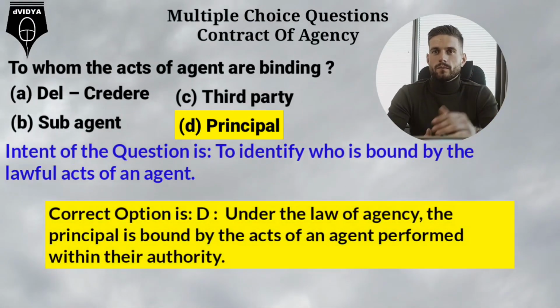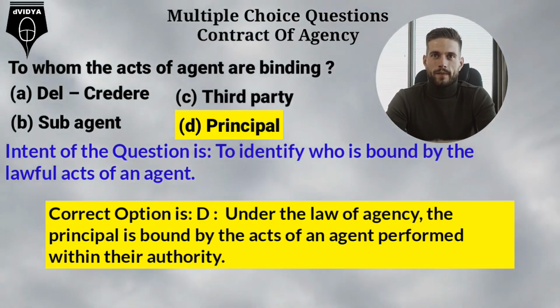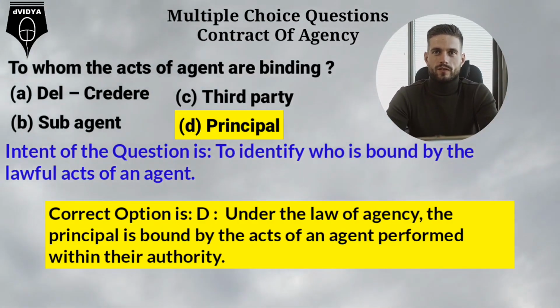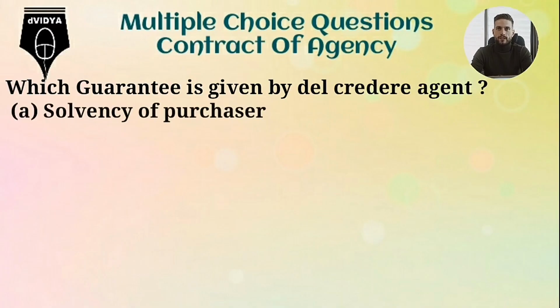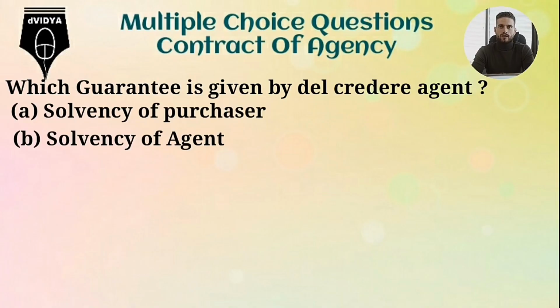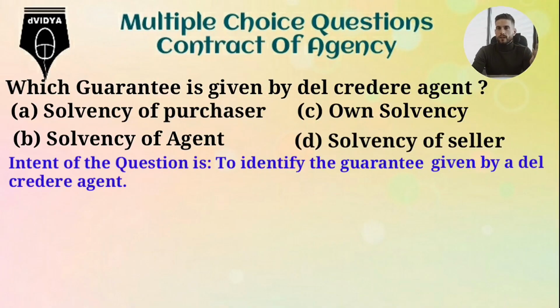Correct option is D. Under the law of agency, the principal is bound by the acts of an agent performed within their authority. Which guarantee is given by del credere agent? Option A. Solvency of purchaser. Option B. Solvency of agent. Option C. Own solvency. Option D. Solvency of seller. Intent of the question is to identify the guarantee given by a del credere agent.